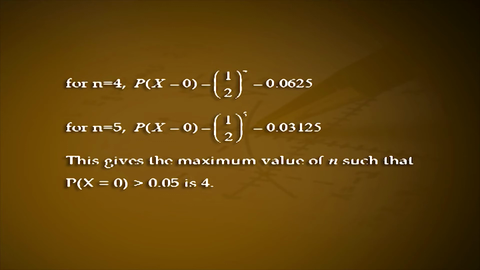This gives the maximum value of n such that P(x = 0) > 0.05 is 4. Problem 9. One man continues shooting at the target until he hits the target 6 times. The probability that he hits the target on any shoot is 0.4. Calculate the probability that he will have to shoot 10 times.